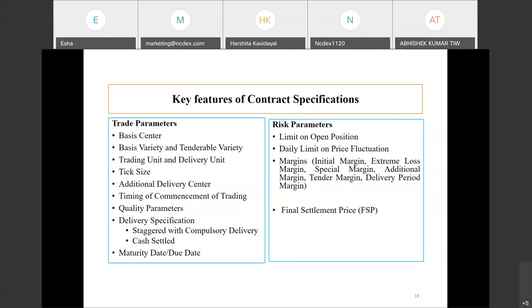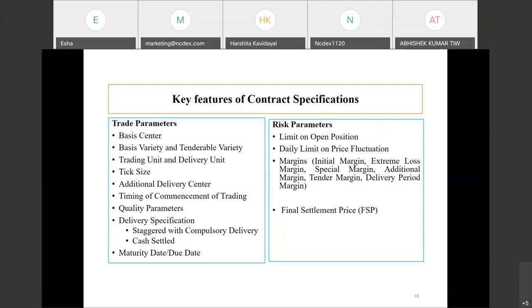Why am I stressing this point? Because the basis center, and even the additional delivery centers, should be chosen in such a way that maximum supply is available at that center. There should not be negligible, insignificant or low supply. For better understanding, these are the producing, trading, consumption as well as distribution hubs of that commodity. Larger buying and selling activity should prevail in these centers. There should be proper infrastructure for giving and taking delivery, transportation and storage. Only those centers can be chosen as a basis as well as temporary additional delivery centers.